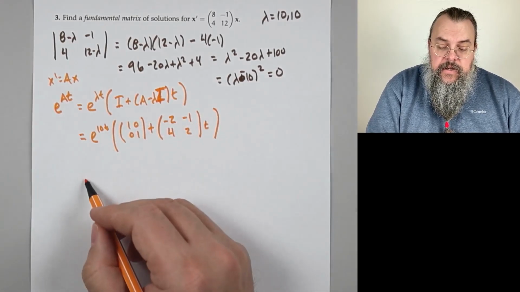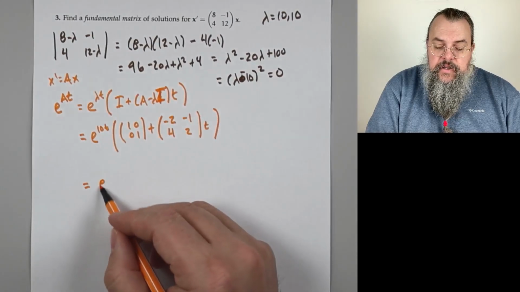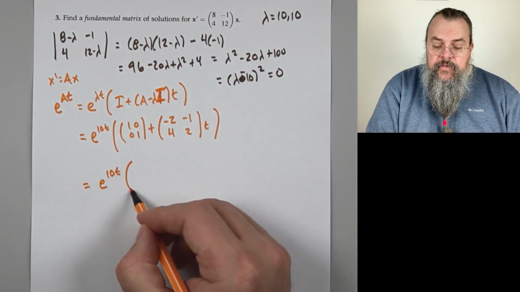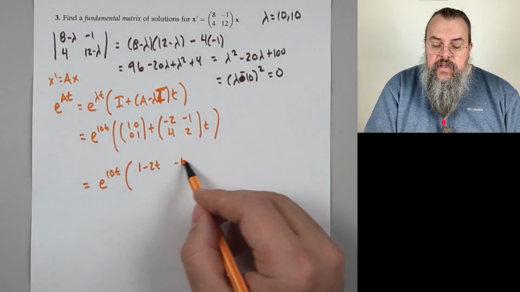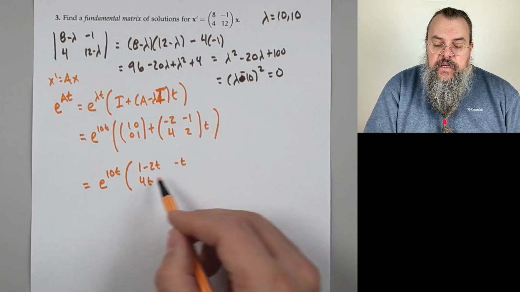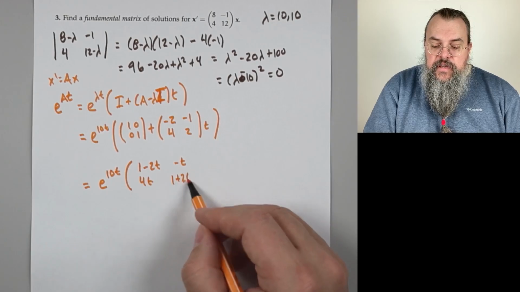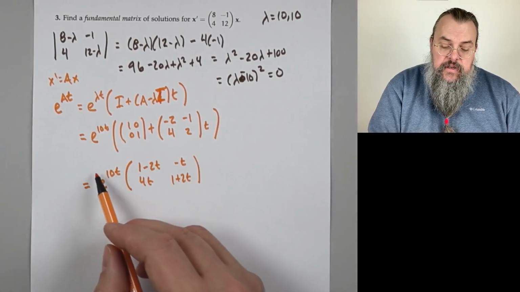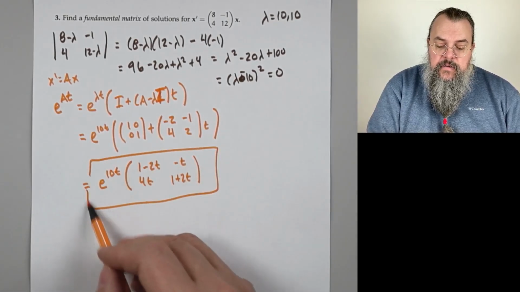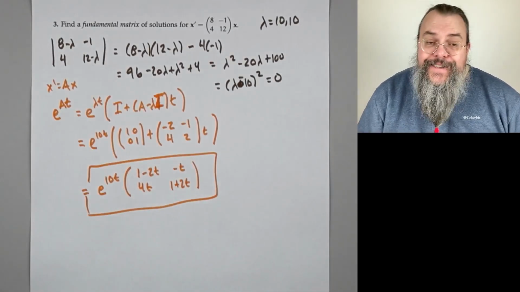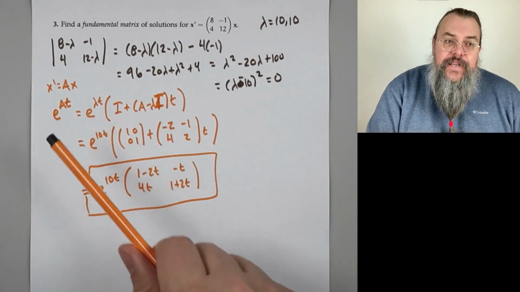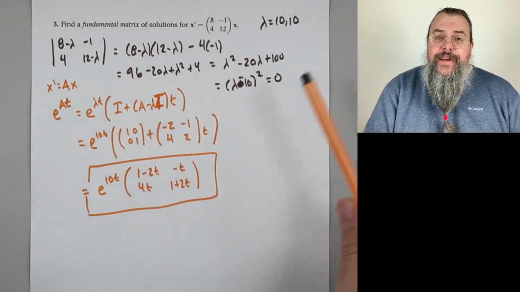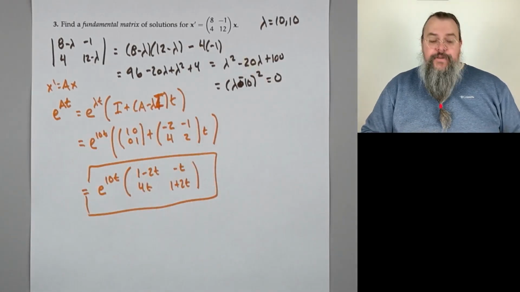All right, so that's putting it together: e to the 10t times the matrix with entries 1 minus 2t, minus t, 4t, and 1 plus 2t. And we're done. That's it. That's all you need, as long as you remember e to the at is a fundamental matrix and how to handle it with repeated roots.